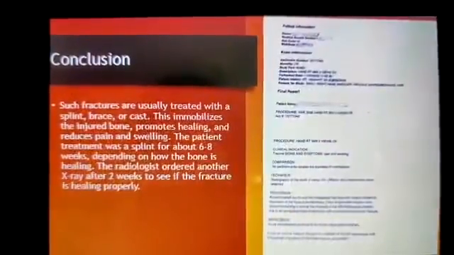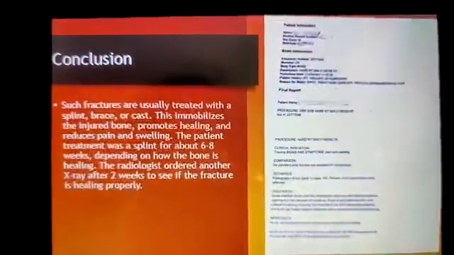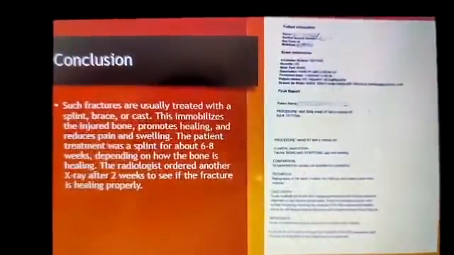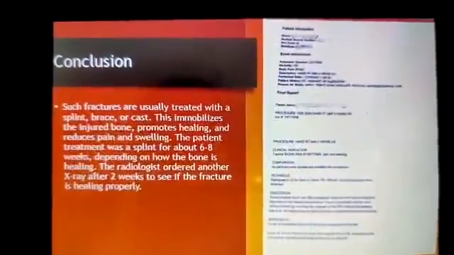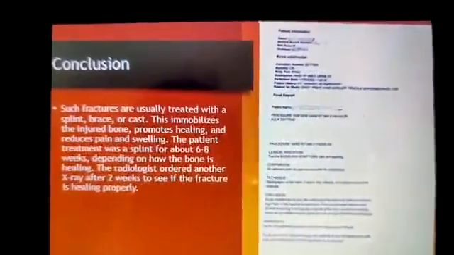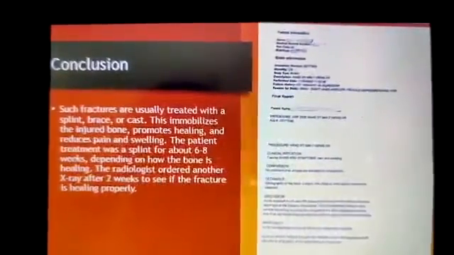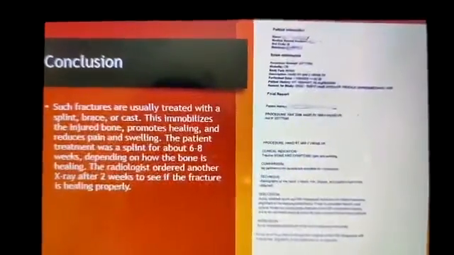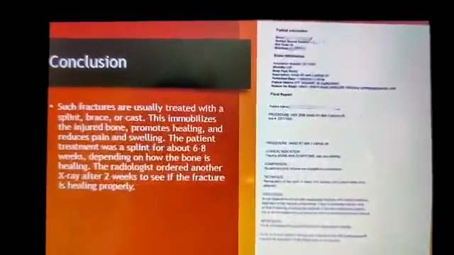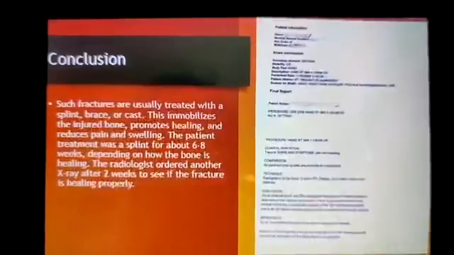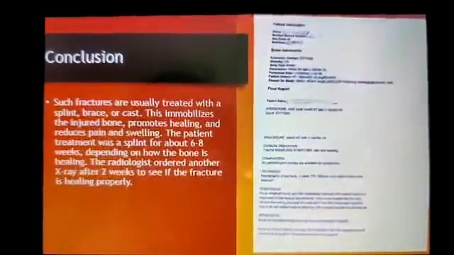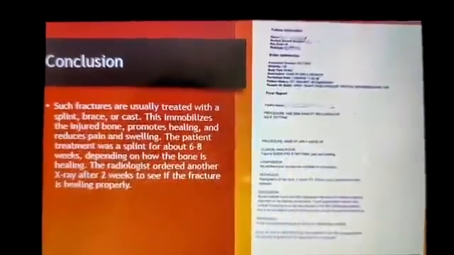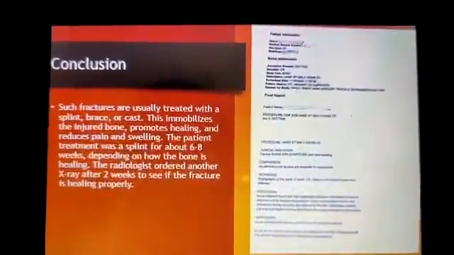In conclusion, such fractures are usually treated with a splint, brace, or cast. This immobilizes the injured bone, promotes healing, and reduces pain and swelling. The patient's treatment was a splint for about 6 to 8 weeks, depending on how the bone is healing. The radiologist orders another X-ray after 2 weeks to see if the fracture is healing properly.